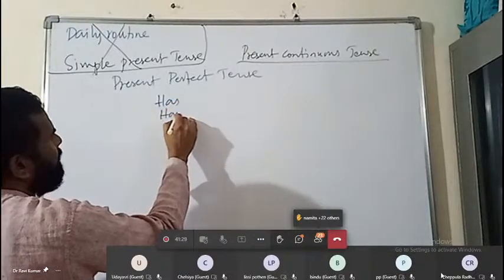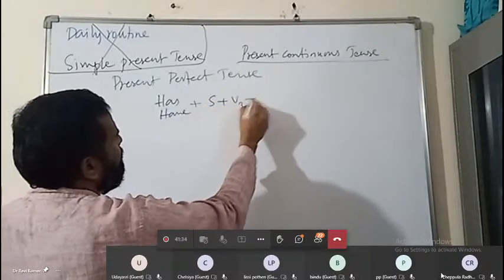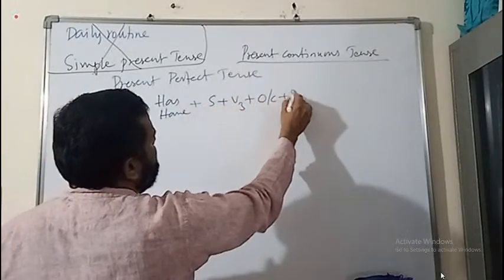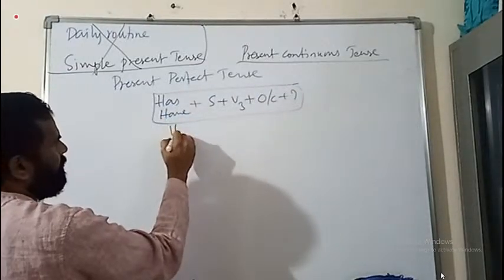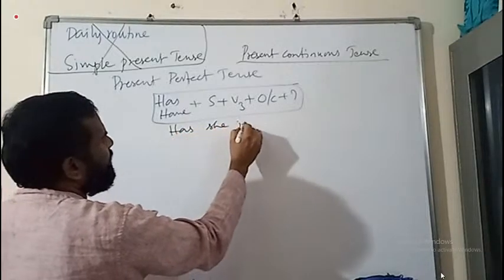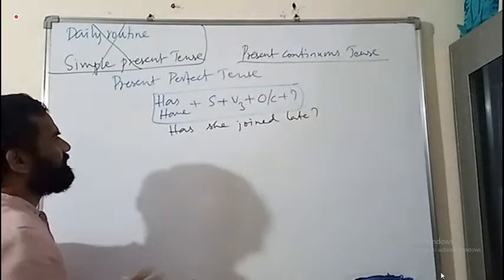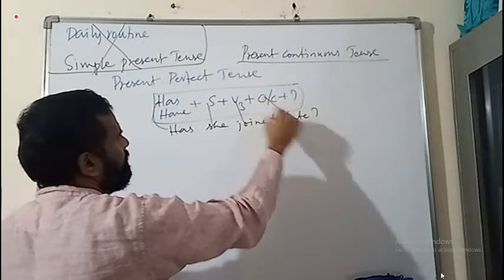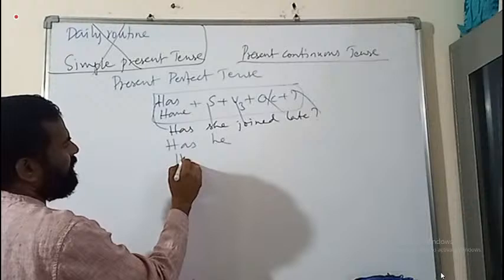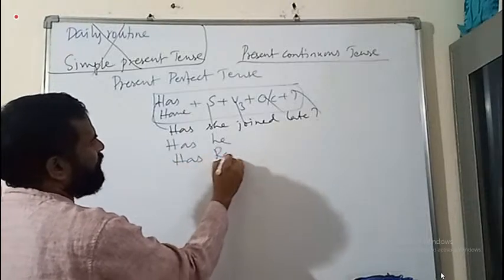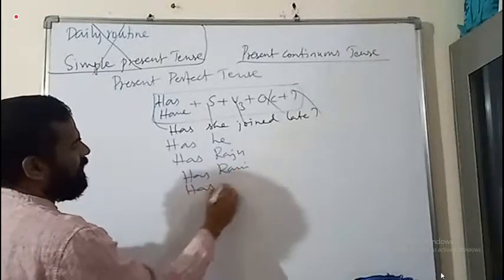Has or have plus subject plus V3 plus object or complement plus question mark. Has she joined late? Has he? Has Raju? Has Rani? Has it?